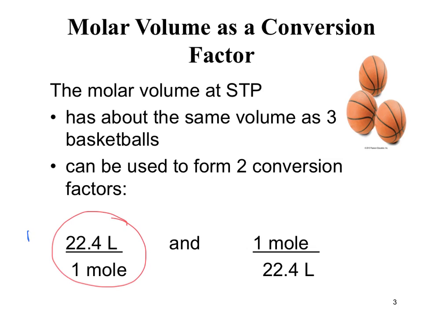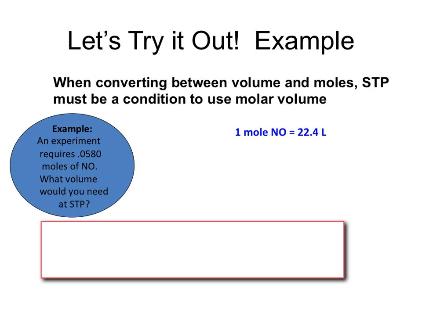If you're going to start with a certain amount of moles of gas, we would use the conversion factor on the left. However, if we were starting with a certain volume of gas, we would use the second conversion factor, converting to moles. Let's go ahead and try an example. An experiment requires 0.0580 moles of NO. What volume would you need at STP?